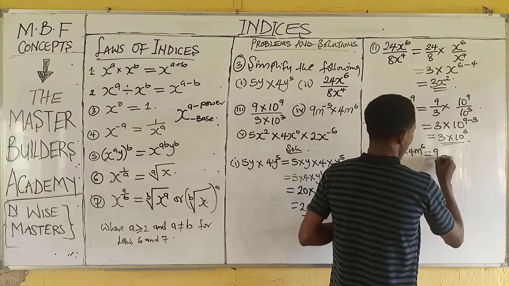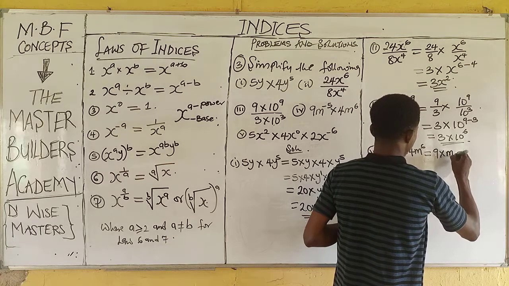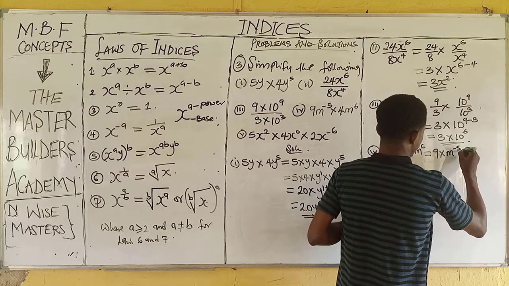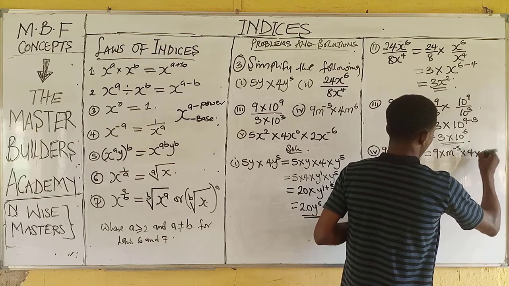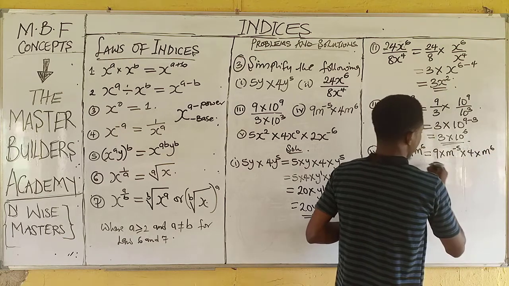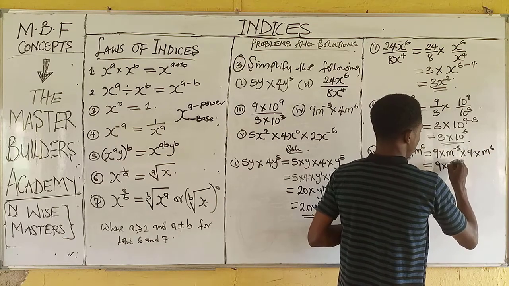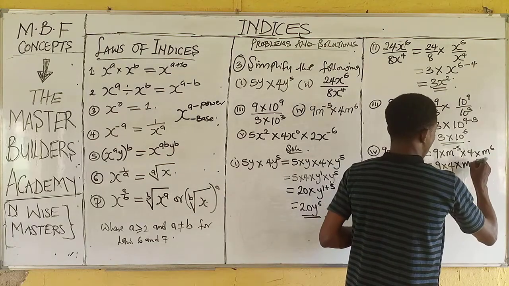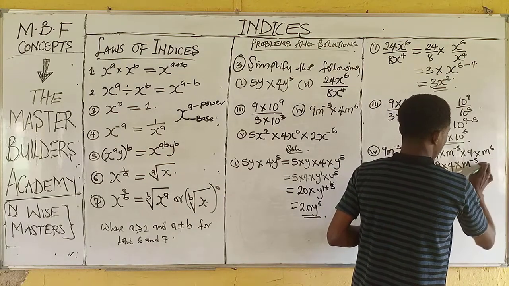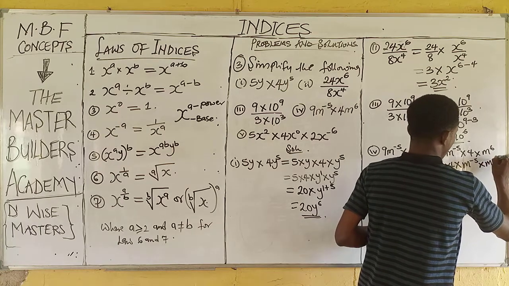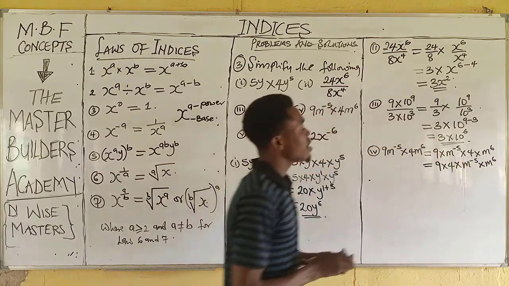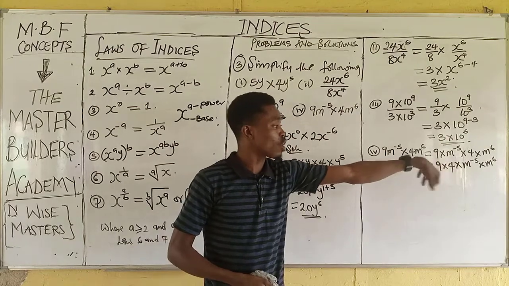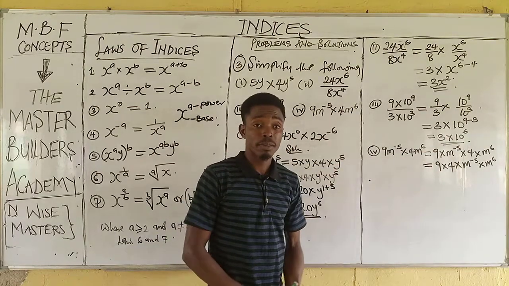9 multiplied by m raised to the power minus 5. Then multiply by 4, then 4 multiplied by m raised to the power 6. Now I can multiply the numbers, which is this guy times this guy. Then multiply by m raised to the power minus 5. Multiply by what? m raised to the power 6. So we can apply the law of indices, first law of indices to the last two what?